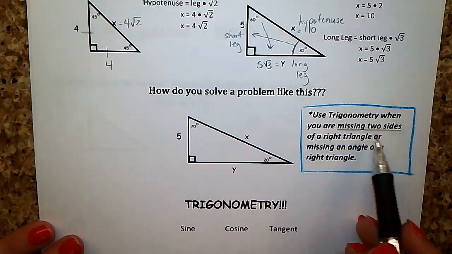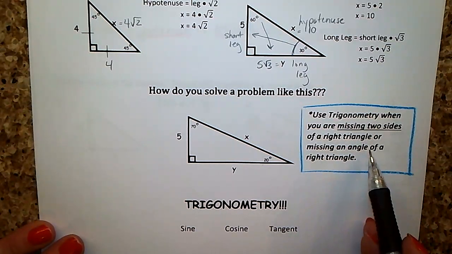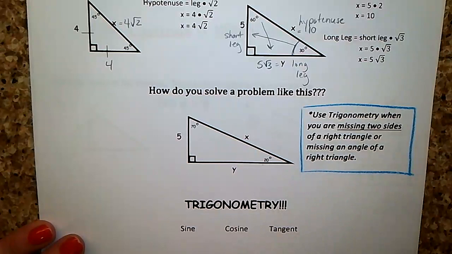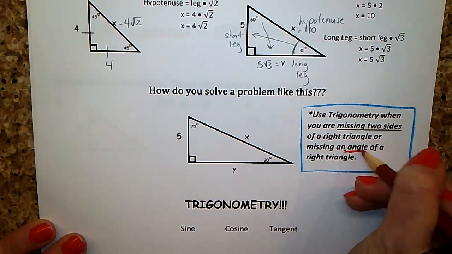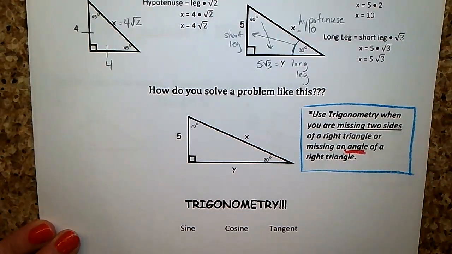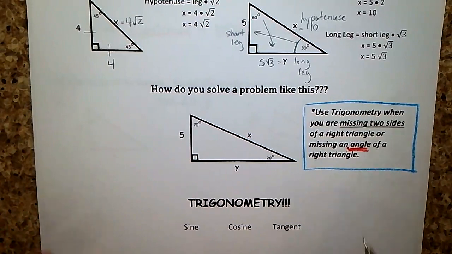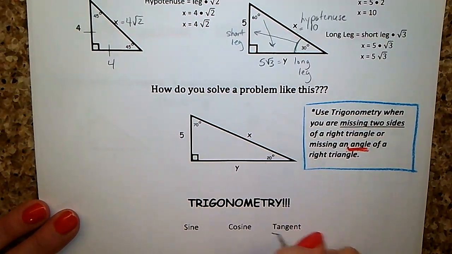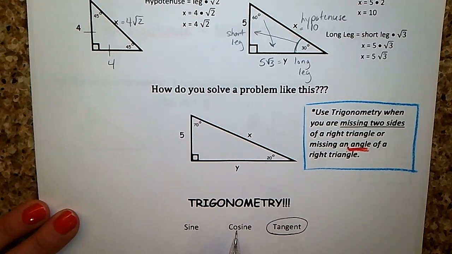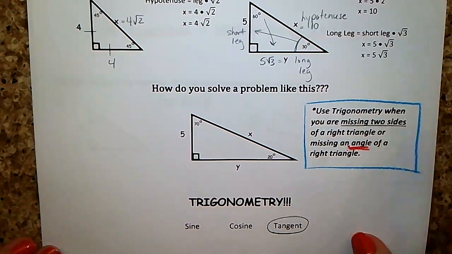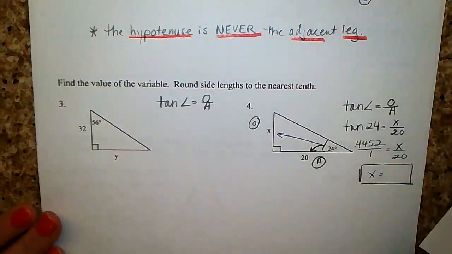You're going to use trigonometry when you're missing two sides of a right triangle, or you can also use it when you're missing an angle. That's another option. We can now find angle measurements inside of the triangle. Today we're going to talk about the tangent ratio. We have three trigonometric ratios: sine, cosine, and tangent. And today we're going to focus on tangent. So let's go to our notes.